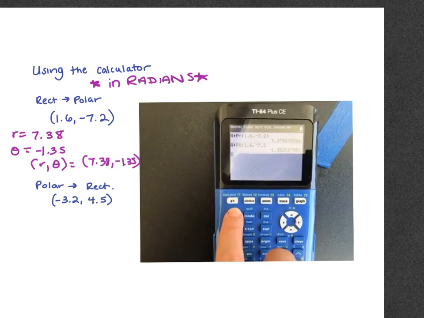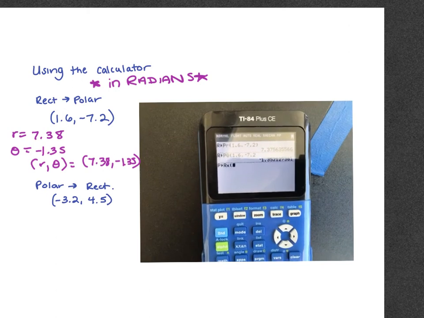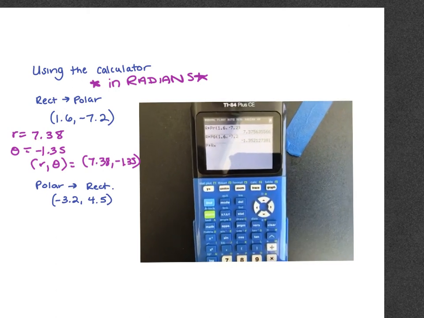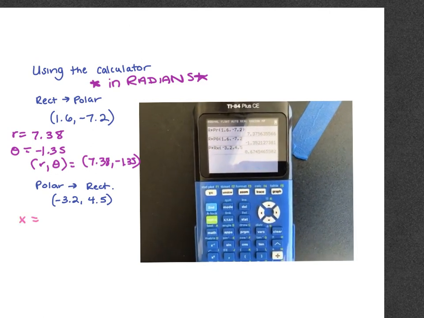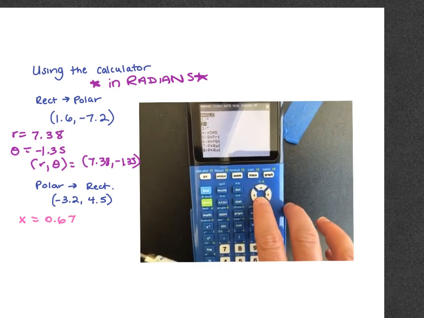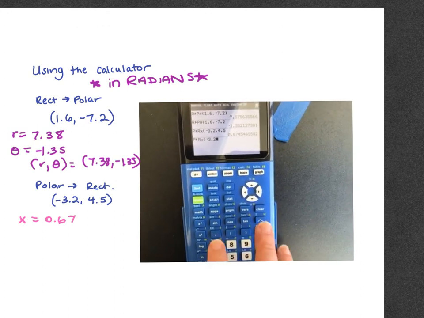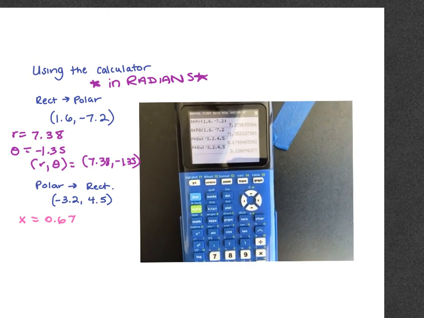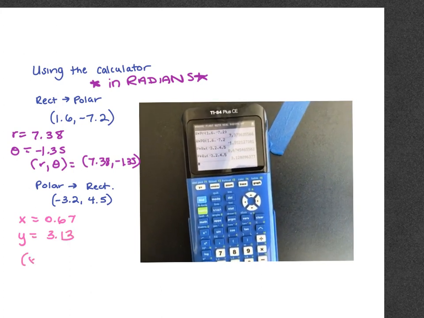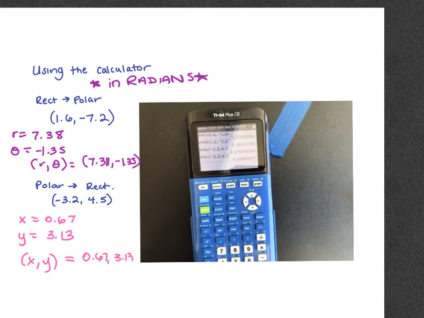So polar to rectangular, second, polar to rectangular X, negative 3.2, comma 4.5. My X is 0.67. Repeat that process, except doing the Y this time. Negative 3.2, 4.5, Y, 3.13. So my X, Y is 0.67 and 3.13.